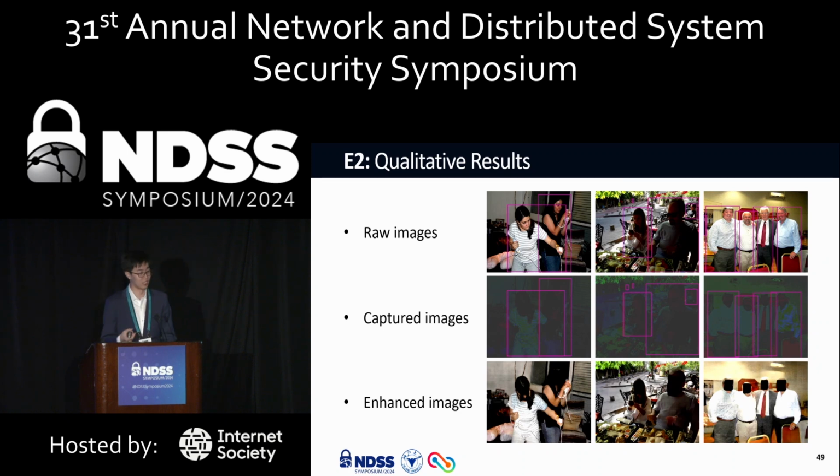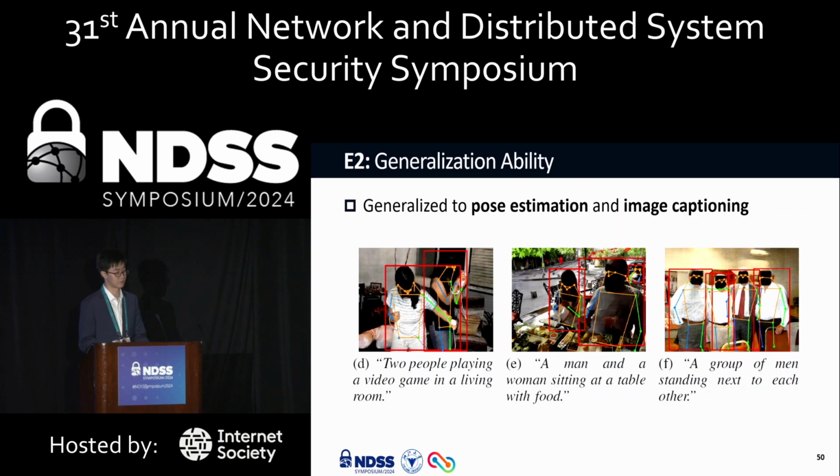Let me show you some qualitative results where the magenta rectangles represent the detection results. For the captured images, the person detection algorithm works normally. And in the enhanced images, we can clearly perceive the activity of the person. Additionally, the enhanced images can be generalized to other human activity recognition algorithms, such as pose estimation and image captioning.